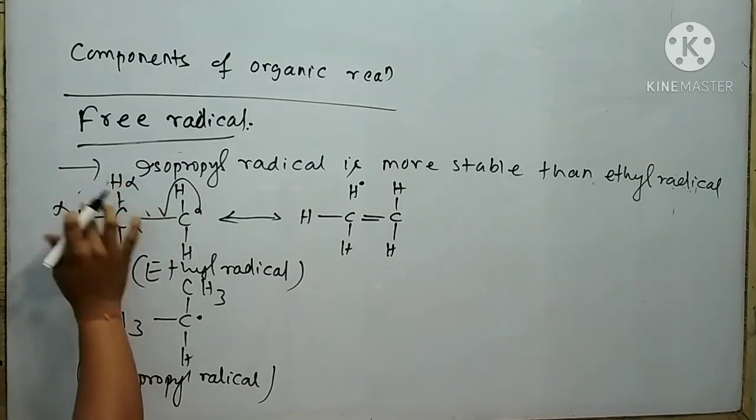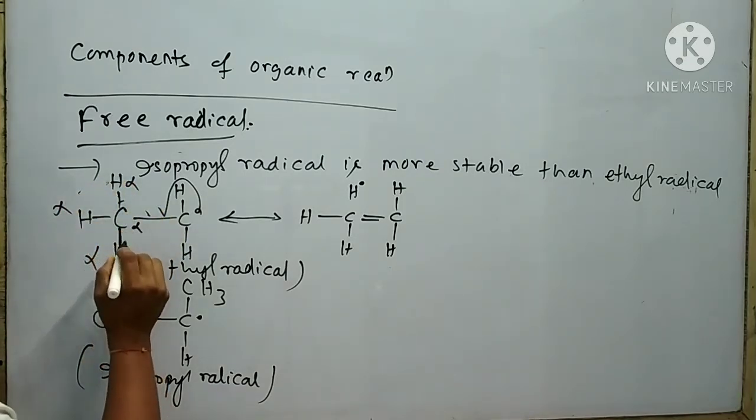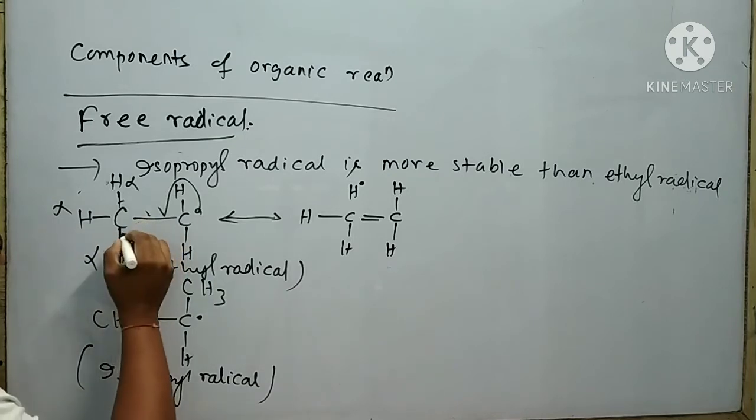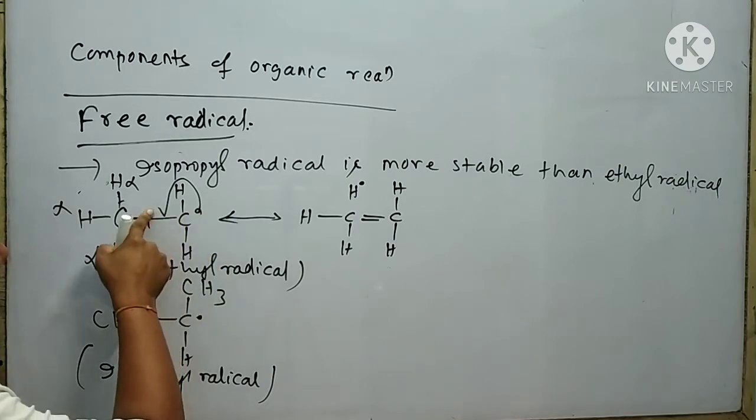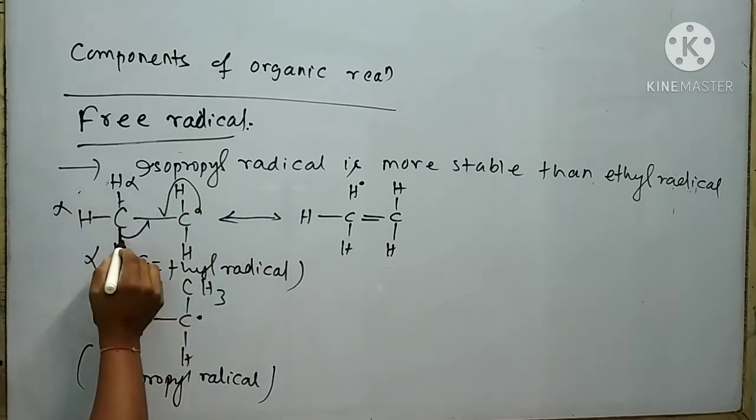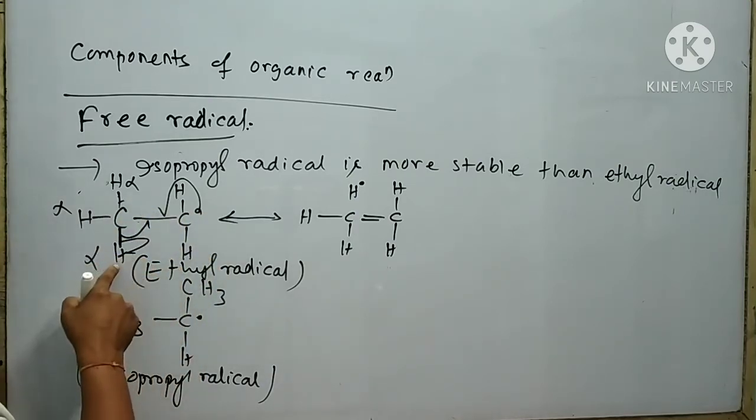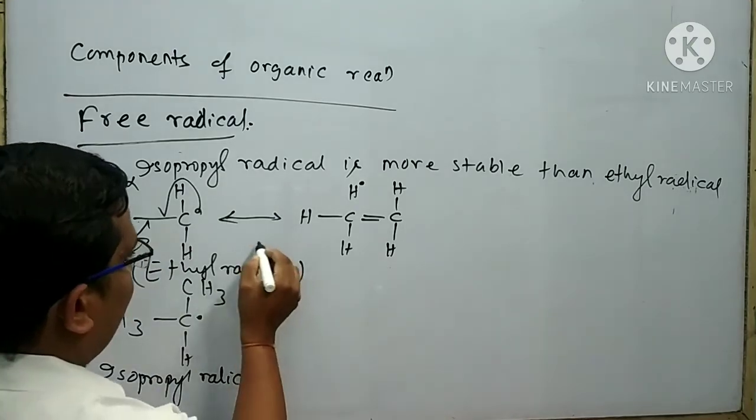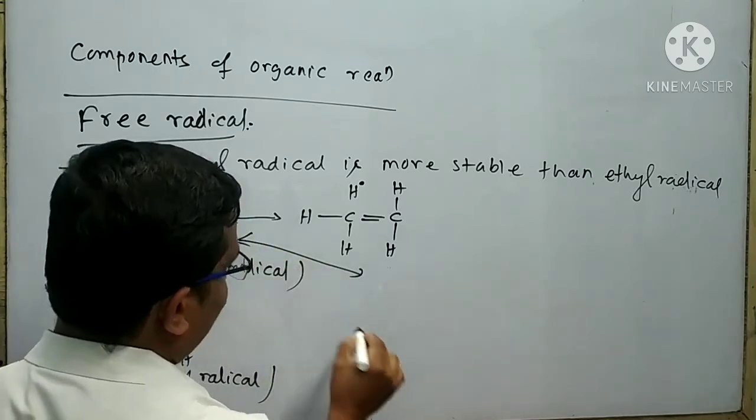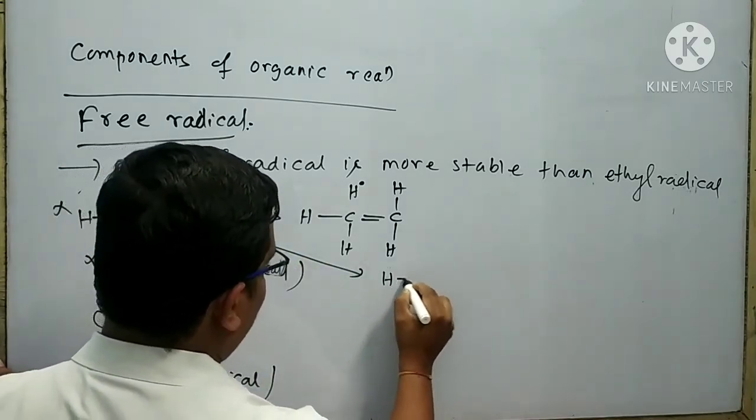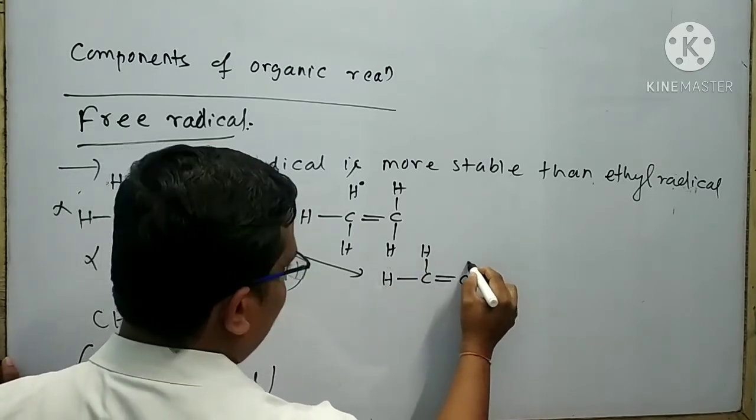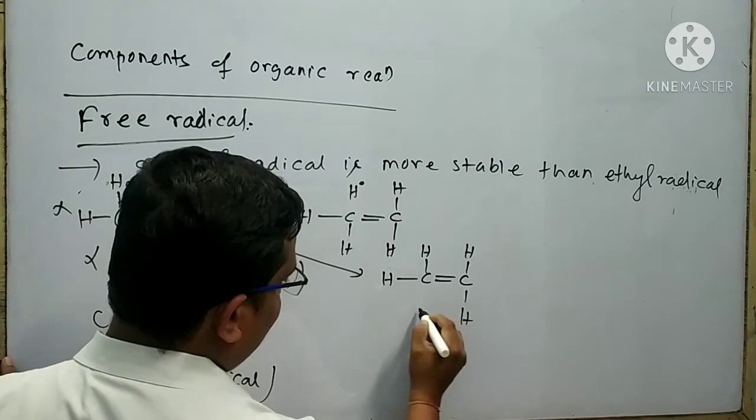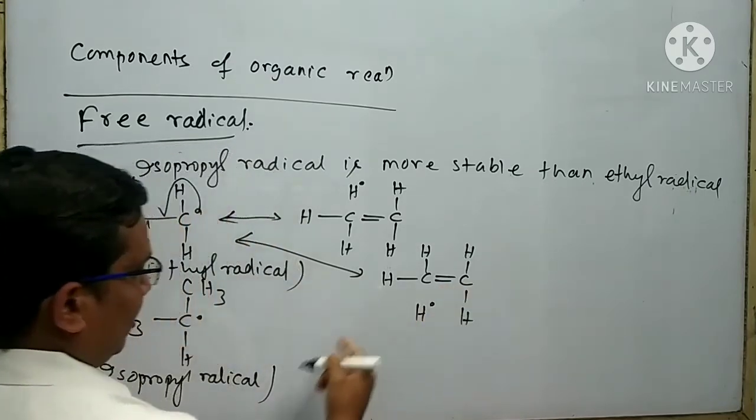Suppose here homolysis will be possible, then what will happen? Here one free radical combines with this free radical to form the double bond here, and here a hydrogen radical will be formed. So I can draw the other hyperconjugated structure like this: H bond C bond H, double bond C bond H bond H. Here H dot is present.